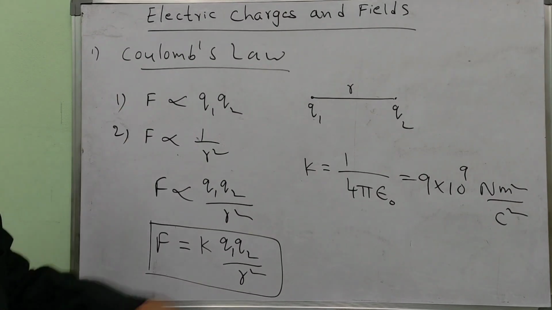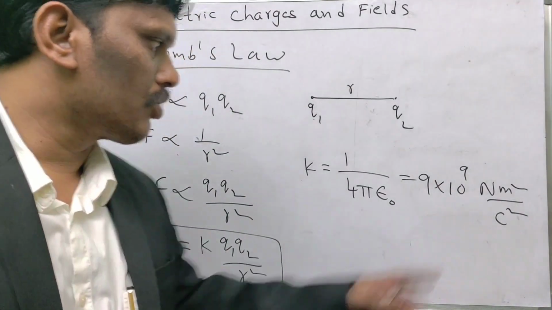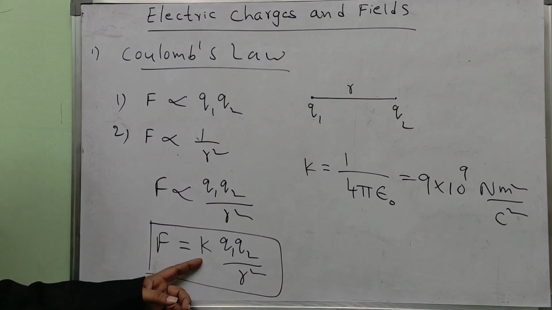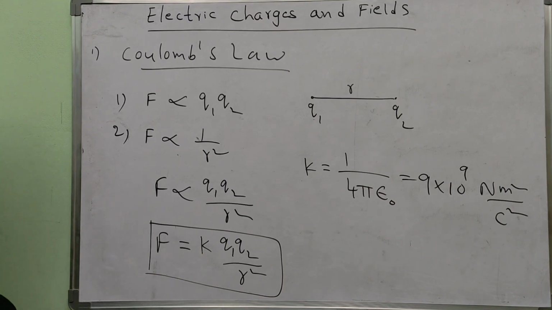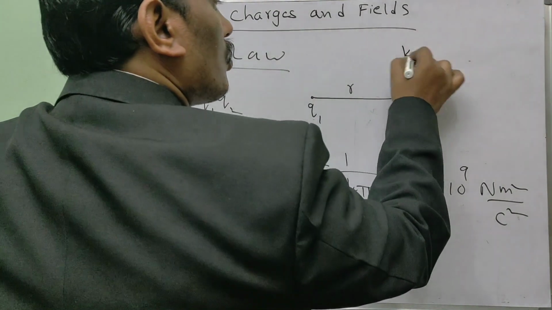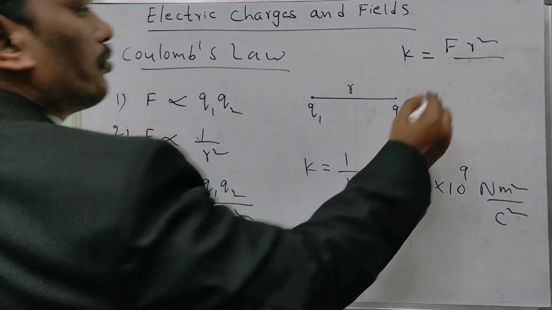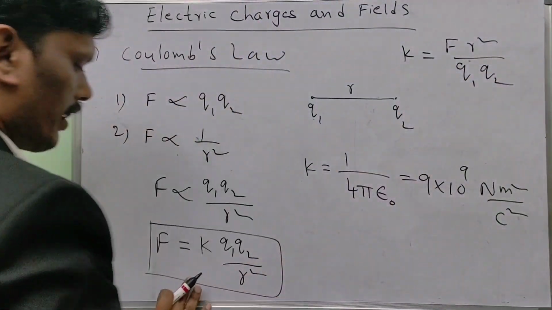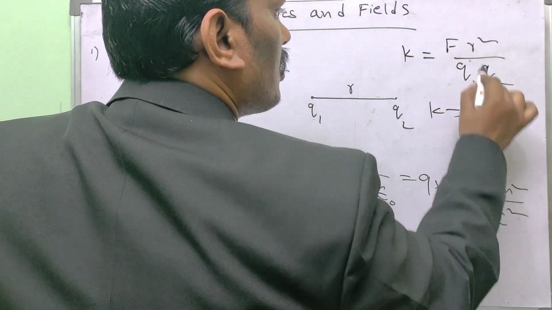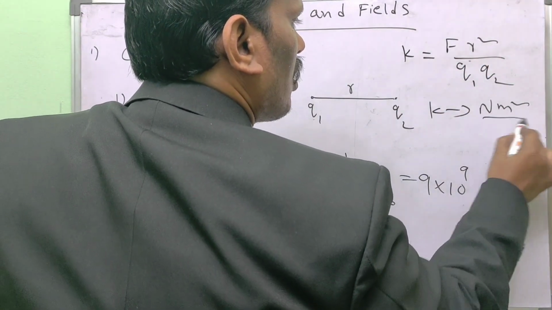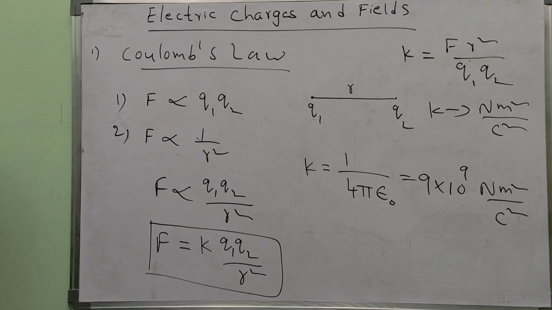While solving the problems, my dear students, remember to replace 1 by 4 pi epsilon naught with 9 into 10 power 9. Here k is the proportionality constant and its unit is Newton meter square per Coulomb square. Why? Because from here, k is equal to force into distance square upon q1 q2. Then what is the unit of k? Force is measured in Newton, distance in meter, so meter square upon Coulomb into Coulomb, Coulomb square. So this is about Coulomb's law.